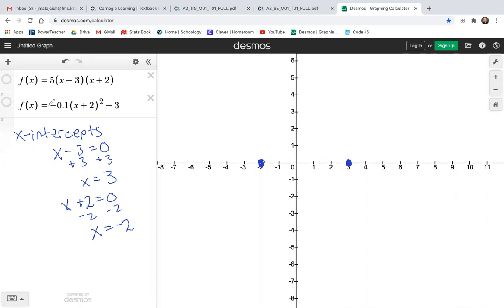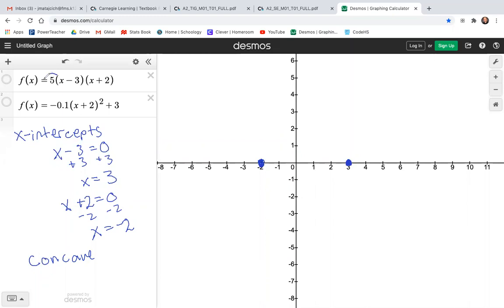So the value here is not going to matter for us too much right now, but the sign does. Since it's negative, I know for a fact that this function is going to be concave down. Oh, I looked at the wrong one. I'm so sorry.